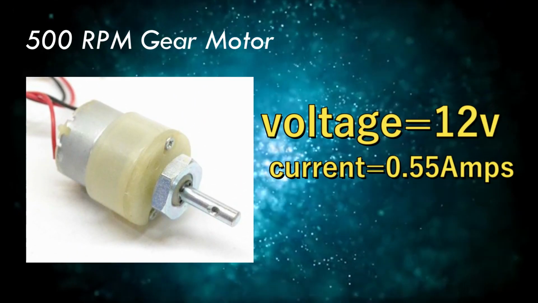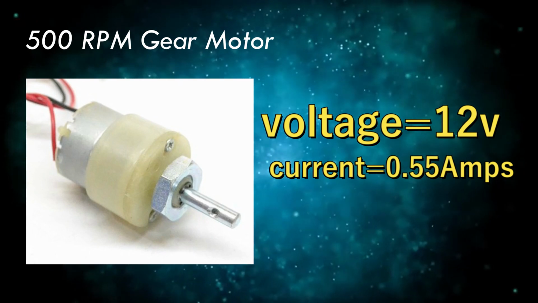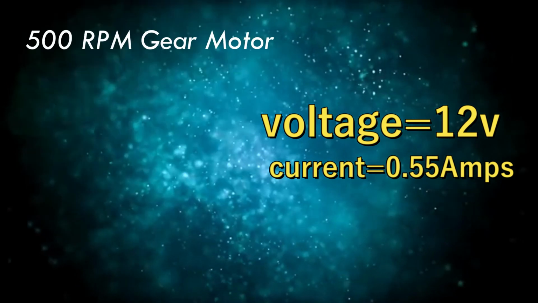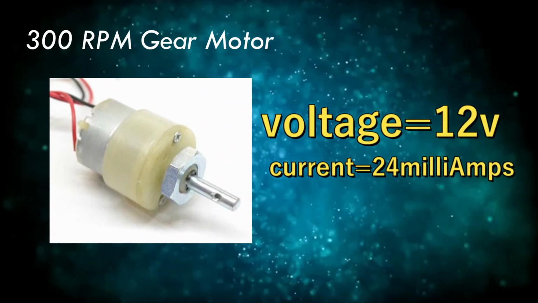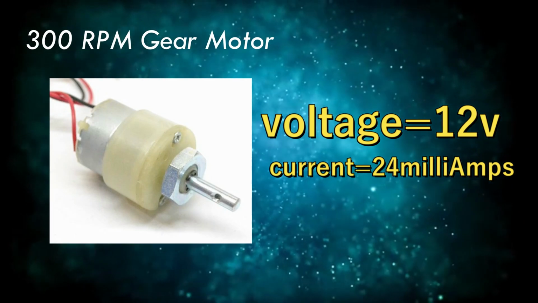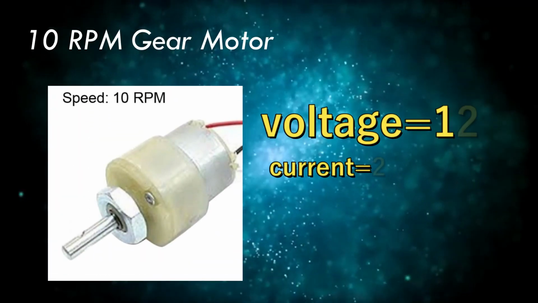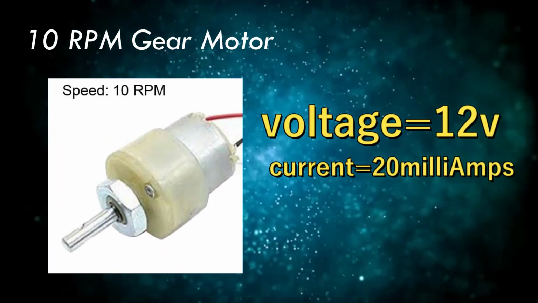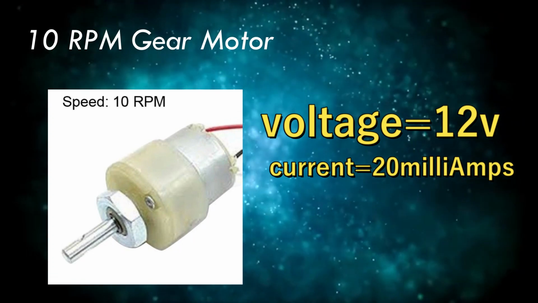Fourth, 500 rpm gear motor. It consumes 12 volts and current 0.55 amps. Fifth motor, 300 rpm gear motor. Voltage 12 volts, current 24 milliamps. Sixth motor, 10 rpm gear motor. Voltage 12 volts and 20 milliamps of current consumption.